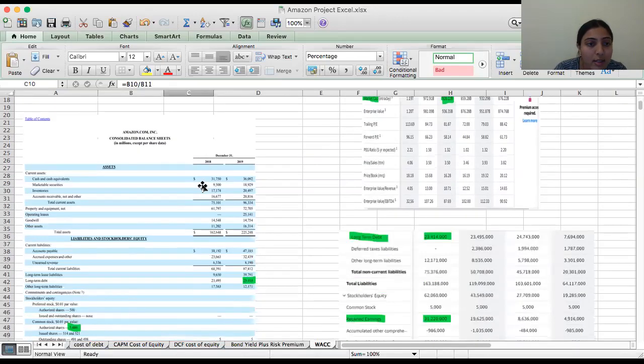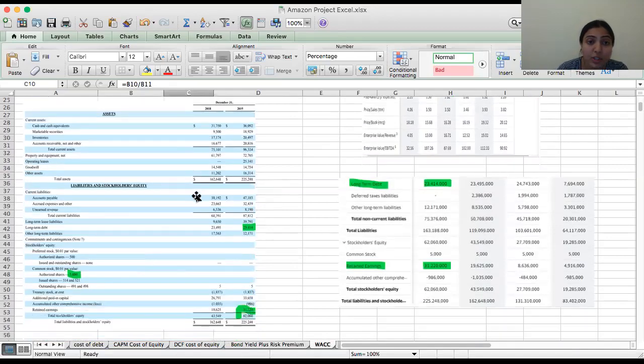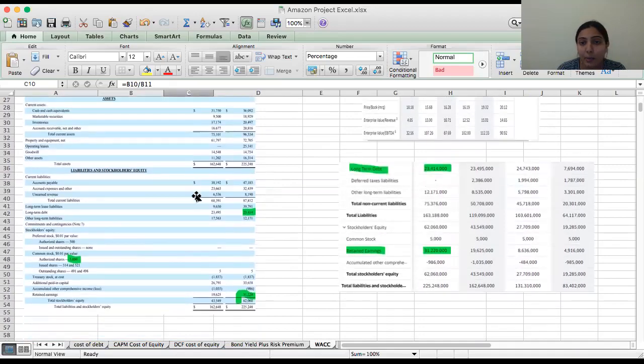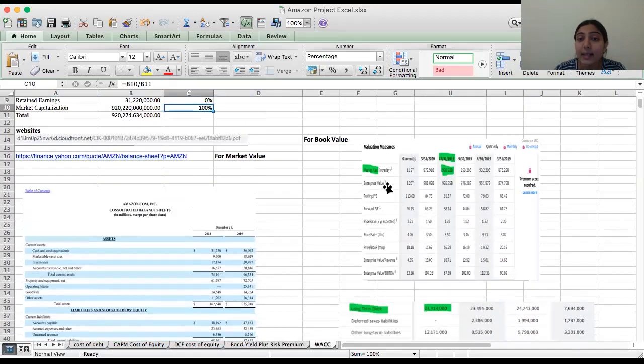And this is the balance sheet of Amazon, which I found from the current 10-K. Here are the numbers. This picture is from Yahoo Finance. This is the market capitalization rate.